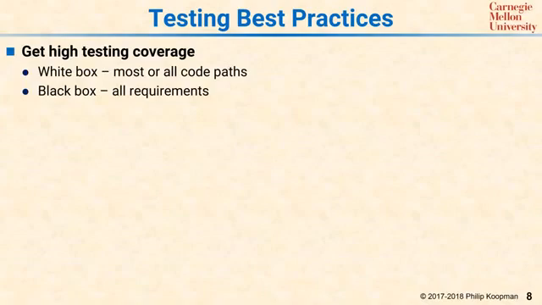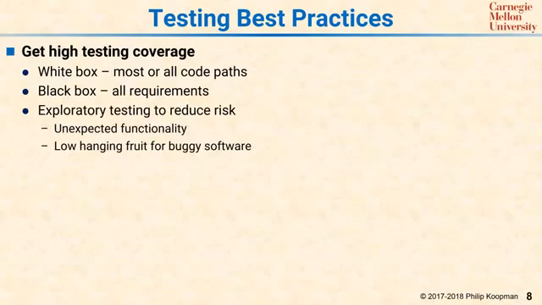Maybe there's some code that isn't there and the white box test doesn't know how to test it, and maybe the black box test doesn't know how to get into the deep corners to get the edge cases inside your actual implementation. Exploratory testing is valuable and useful to reduce risk, especially if there's unexpected functionality or there's some low-hanging fruit for buggy software.